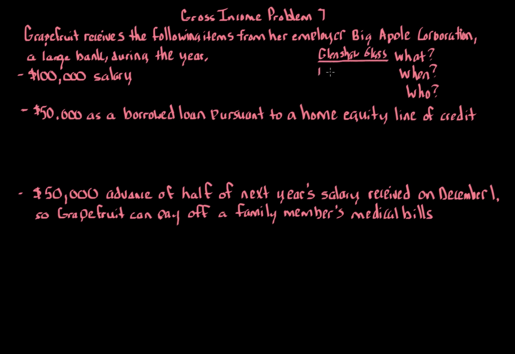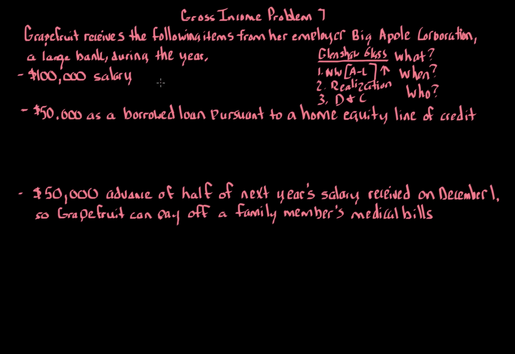There has to be an accession to wealth, which means net worth, which is assets minus liabilities, has gone up, which must be clearly realized. There must be a realization event, which means there's a severable event, a legally severable event. And finally, there must be complete dominion and control by the taxpayer, which deals with whether there are any strings attached to the amount. So if we go through and we have salary.